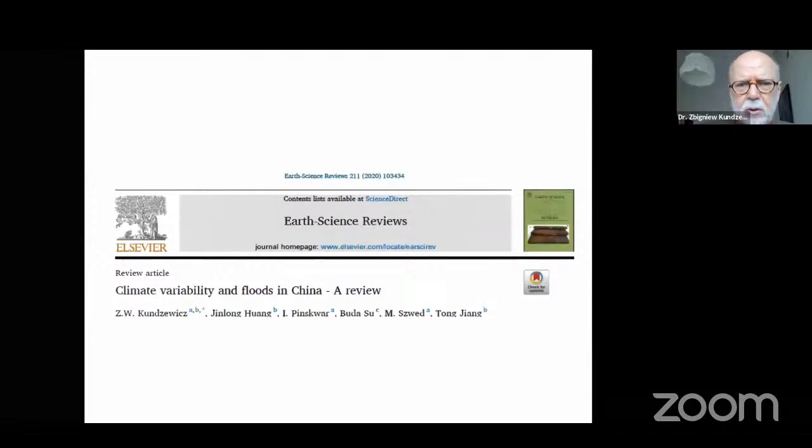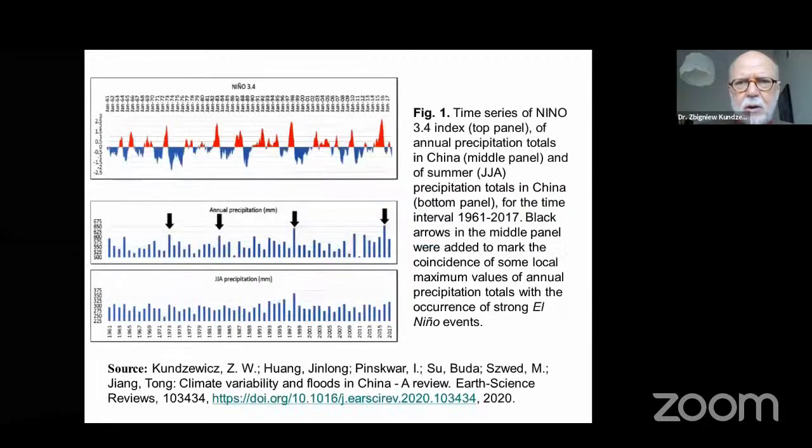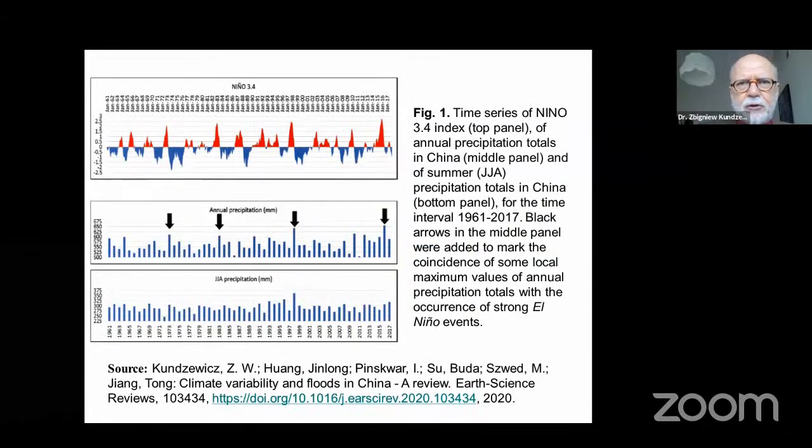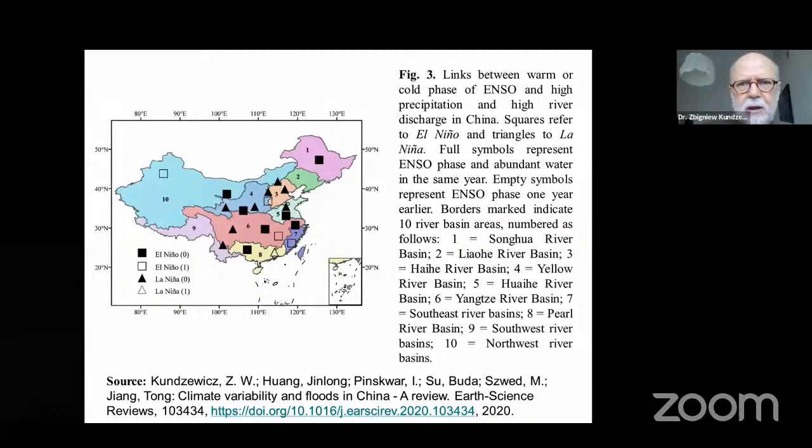Another paper that I led was published in Earth Science Reviews and refers to climate variability and floods in China. During a strong El Nino phase, typically there are high annual precipitation sums over the whole of China. But if you go into details and look at the links between El Nino and La Nina and abundance of water in river basins in China, the situation is quite complex. However, El Nino and La Nina do have a link with abundance of water in the large country of China, and in all 10 large river basins.